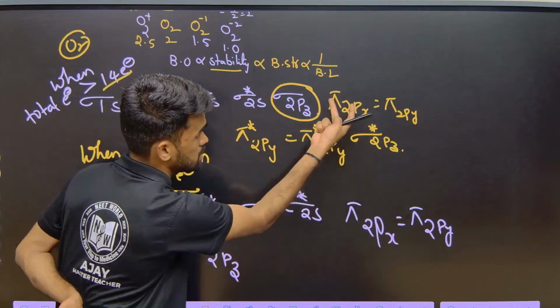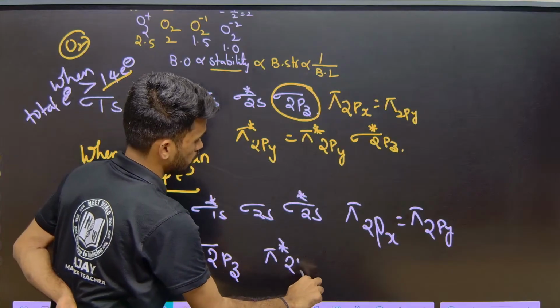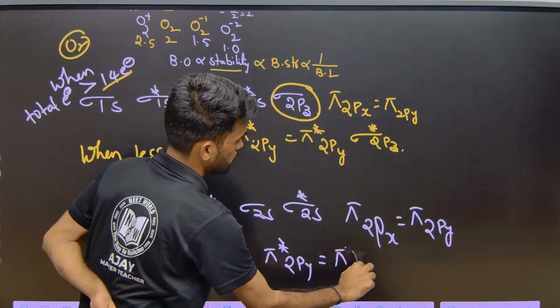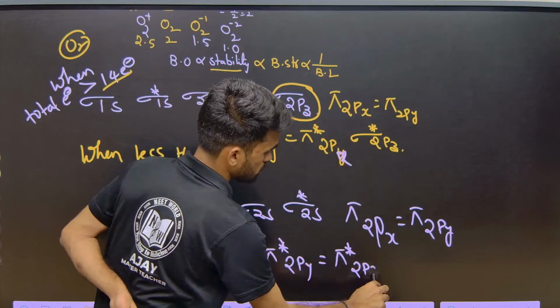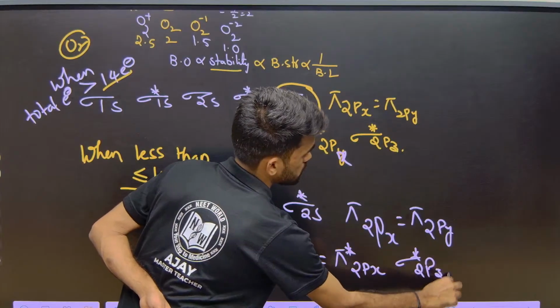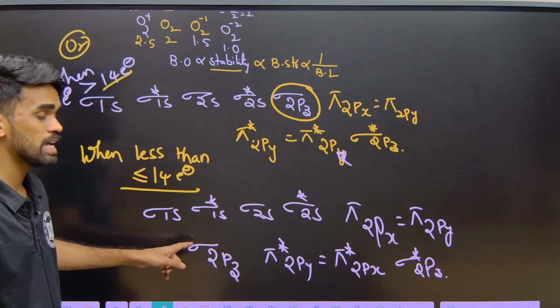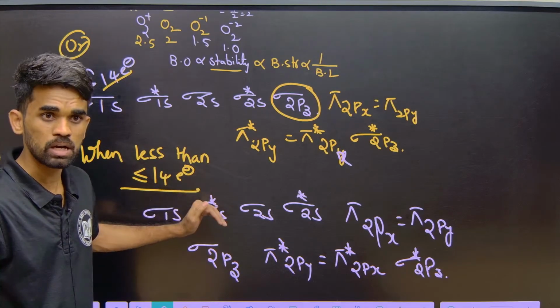Keep everything as it is, just interchange this. Next, pi star 2py, pi star 2p. Anyways, this one, 2pz. Okay, so this will be the scenario when the total electron count is less than or equal to 14.